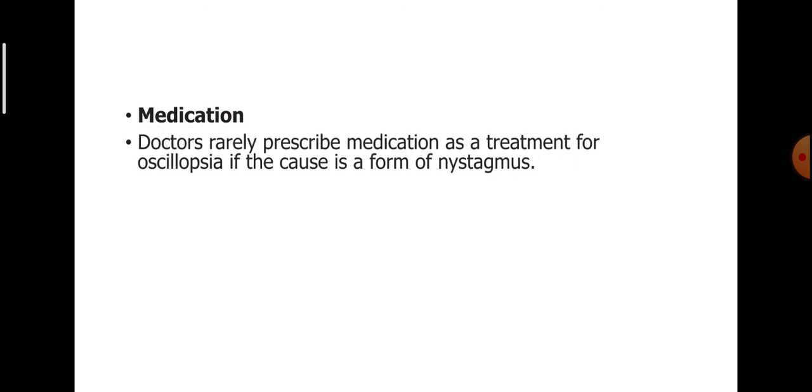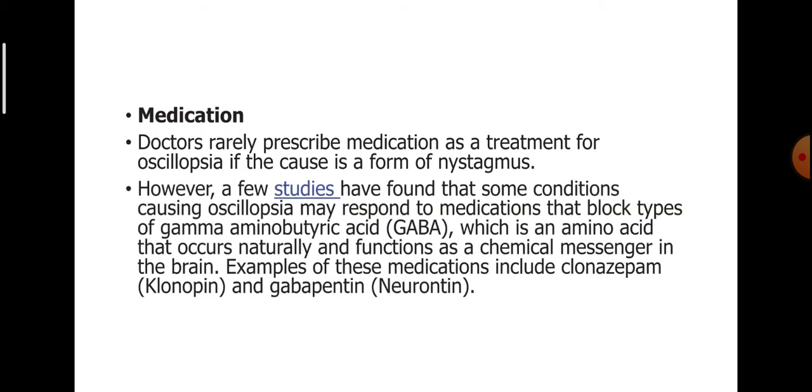Medication. Doctors rarely prescribe medication as a treatment for oscillopsia if the cause is a form of nystagmus. A few studies have found that some conditions causing oscillopsia may respond to medications that block types of gamma aminobutyric acid, GABA, which is an amino acid that occurs naturally and functions as a chemical messenger in the brain. Examples of these medications include clonazepam and gabapentin.